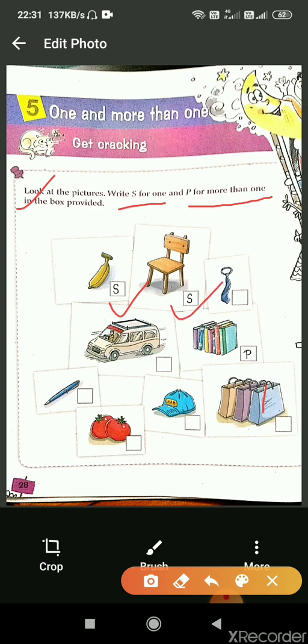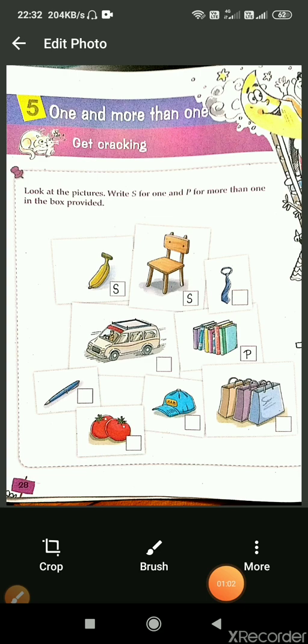Similarly we can see here there are many books. Many books means more than one. For this we will write here P, which stands for plural. So children, the rest part you will do on your own. Try to do it on your own.